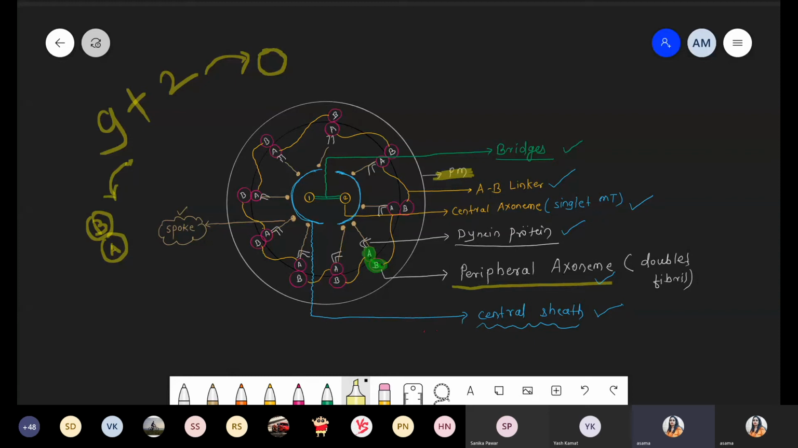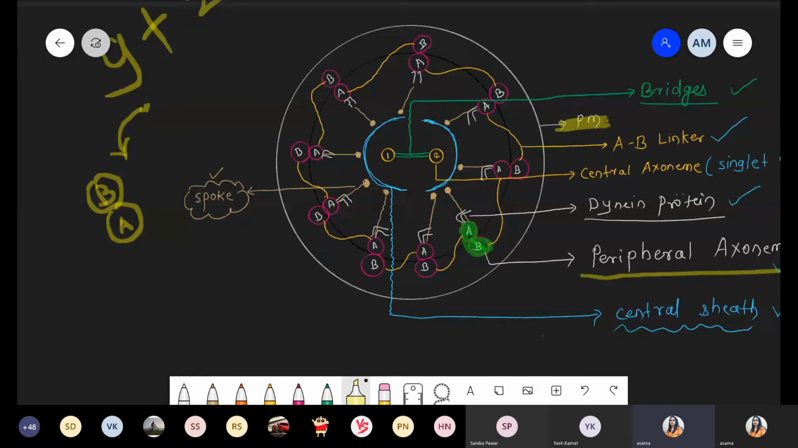Peripheral axoneme, okay, because it is present on the periphery, and the axoneme is nothing but the doublet microfibrils. Now another thing we discussed: out of those microfibrils, our A microfibril has one specific activity, that is ATPase activity. ATPase is nothing but a type of protein. That protein is called the dynein protein.